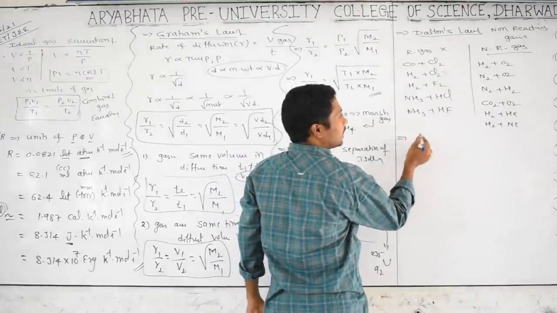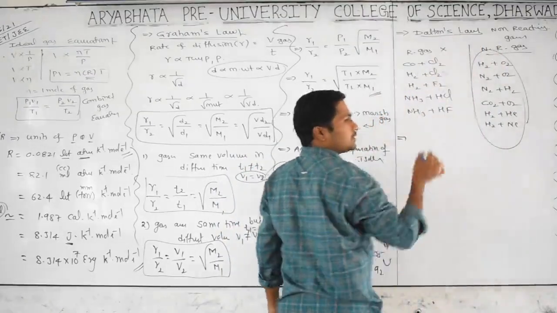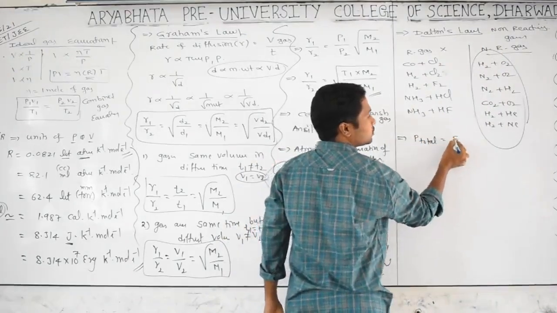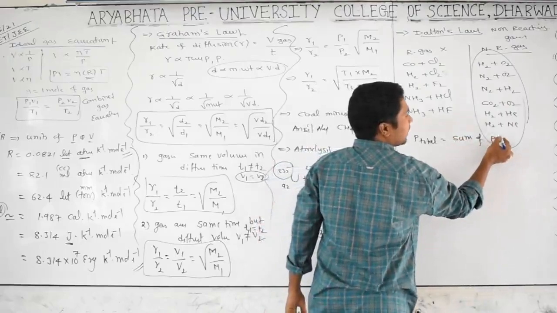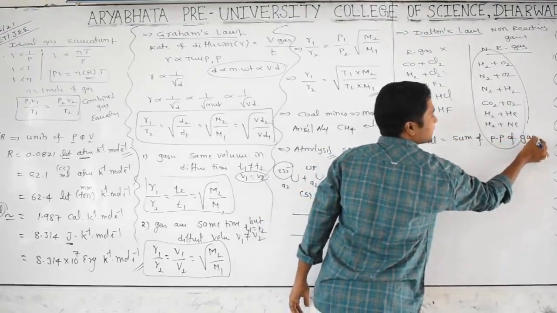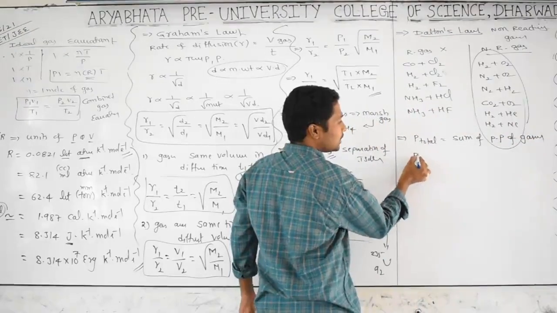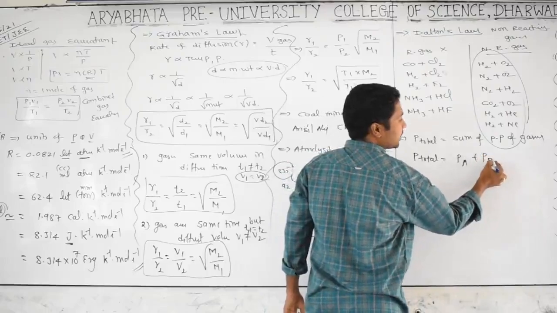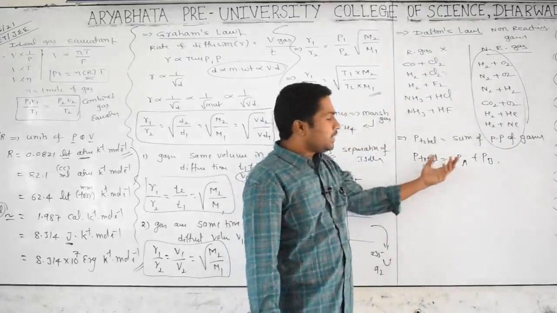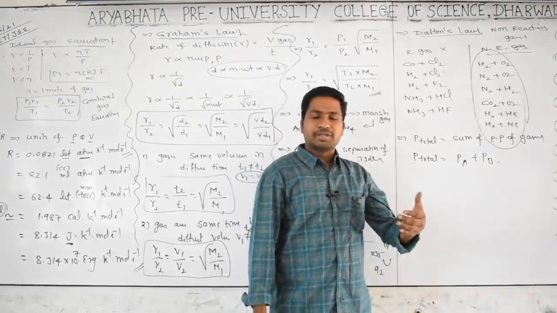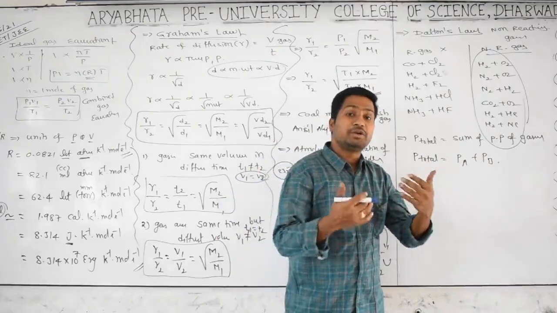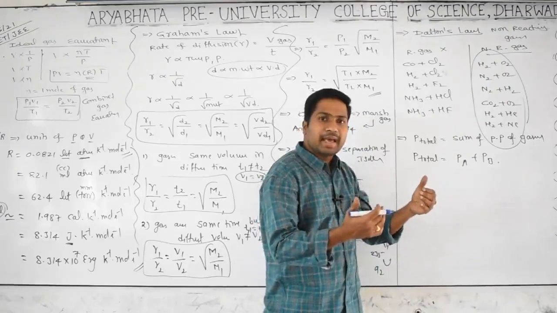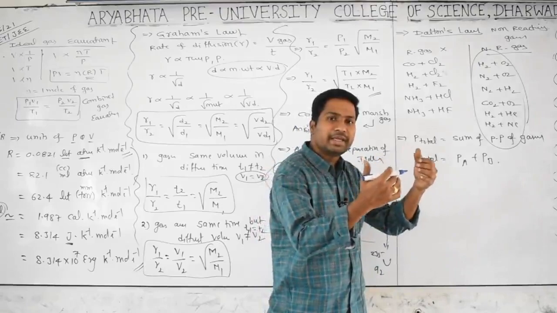According to Dalton's law, in the case of a non-reacting gases mixture, the total pressure of the mixture is equal to the sum of the partial pressures of all gases in it. P total is equal to partial pressure of A gas plus partial pressure of B gas. What is the meaning of partial pressure? It is the individual pressure, the pressure exerted by a gas alone when it is taken in a container as a mixture.